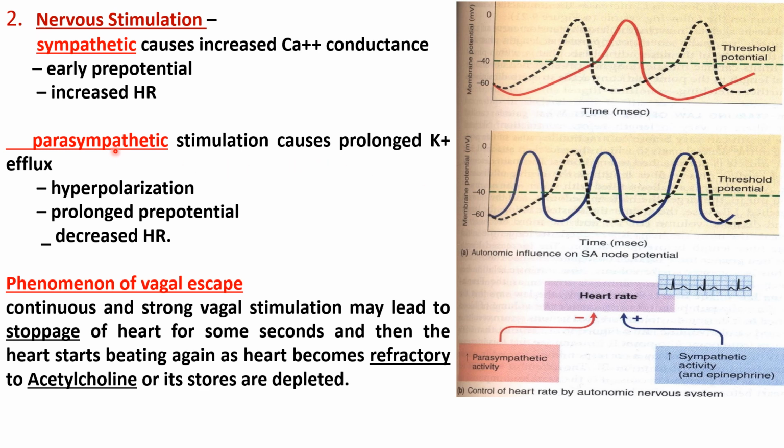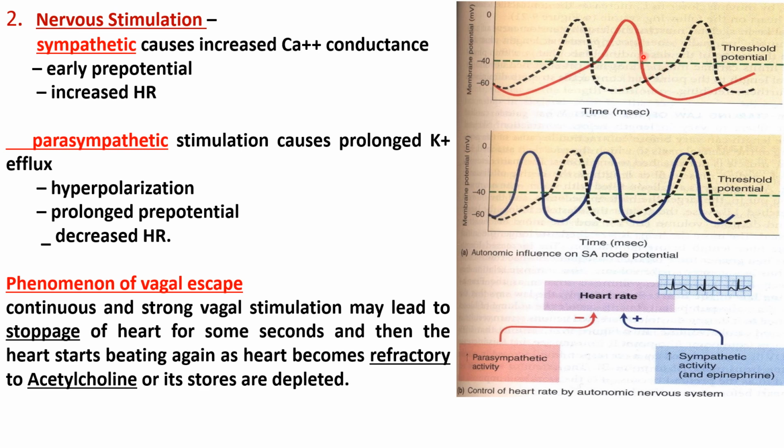In case of the parasympathetic stimulation, when the heart rate needs to be decreased, then the vagus nerve is stimulated, and this causes increase in the potassium efflux. अब आप इसको गौर से देखें. Here it was calcium influx, and here there is potassium efflux. When it reaches the threshold level, it continues to go down, and under normal circumstances, it reaches minus 60 millivolts and the sodium channels open up and they produce a prepotential.